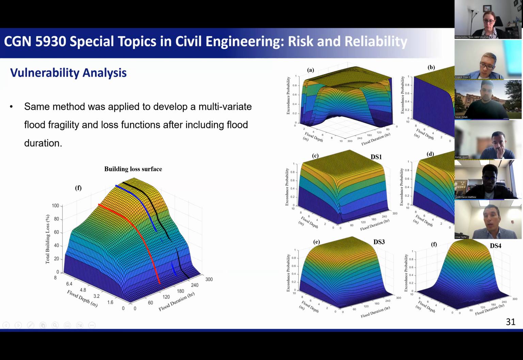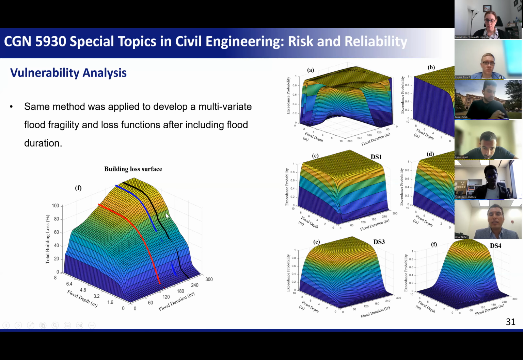This was investigated as well. And here it shows the fragility surfaces for damage state 0, 1, 2, 3, up to 4. And here we have the loss surface for a building: if a building was hit by a flood of 1.6 meters for a duration of 60 hours, how much loss as a percentage of the total building market value will it be. And these 3 curves are where I plotted the loss curves on top of the loss surface.